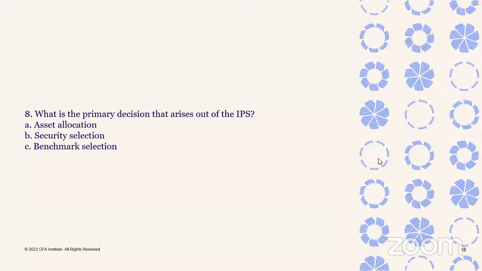The primary decision that arises out of your IPS is your benchmark selection. The answer is C. It's a primary decision that arises out of your IPS. It's benchmark selection because after you have done the asset allocation and security selection, you need to know what you are matching your performance against. So a primary decision that arises from your IPS is benchmark selection.